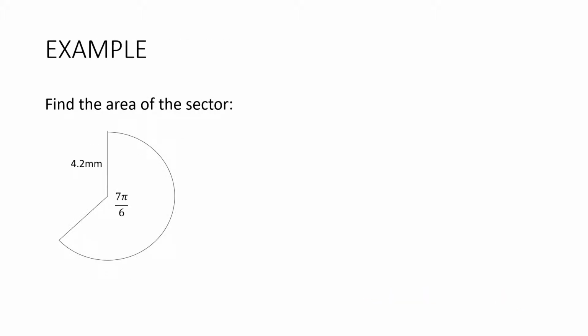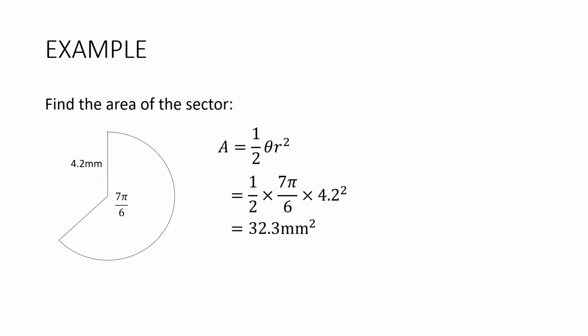Here's an example. See, I have radians for my angle, and I have a radius of 4.2 millimeters. So here's our formula, half theta r squared, substitute it in, half times 7 pi on 6 times 4.2 squared, and in the calculator gives me 32.3 millimeters squared.